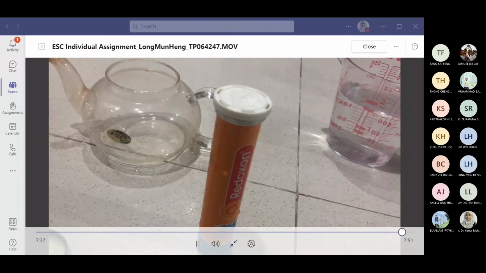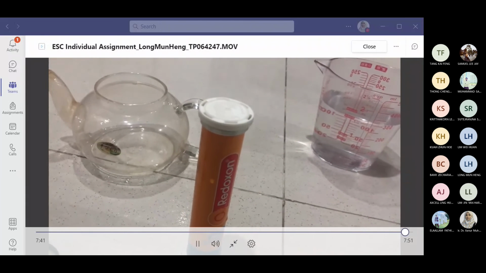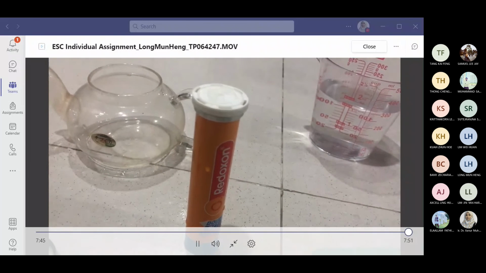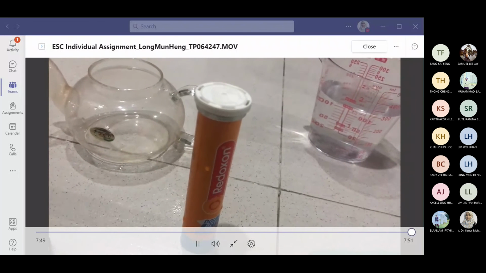So, this is all about buoyancy and Archimedes' principle, and also all about my experiment. Hope you guys understand and have a nice weekend. Thank you.